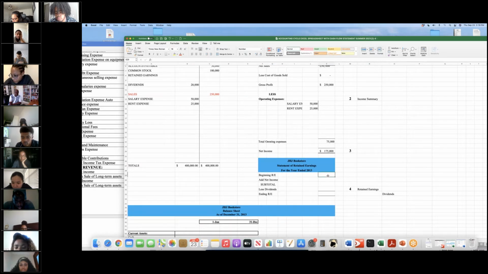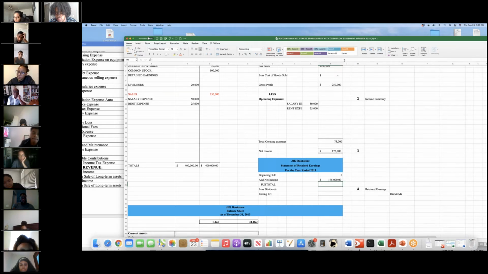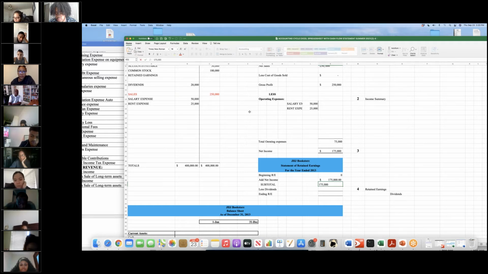Now, we don't have any beginning retained earnings, but given that I have net income, how much of this net income did I retain in the business? Let's see if I can get this line to move over. So I had 175,000. I'm going to go over here and pick up my dividend of 20,000.